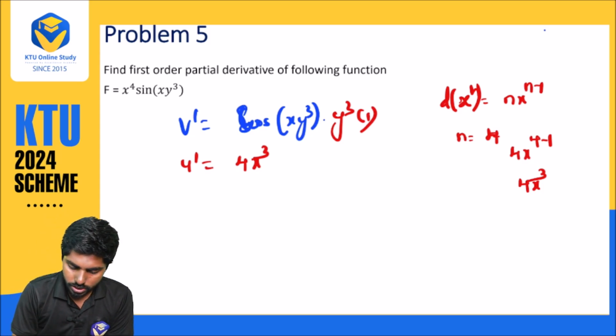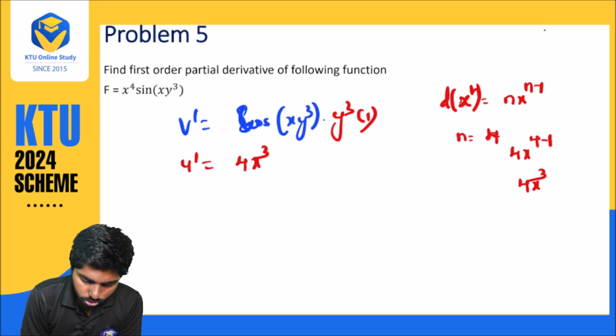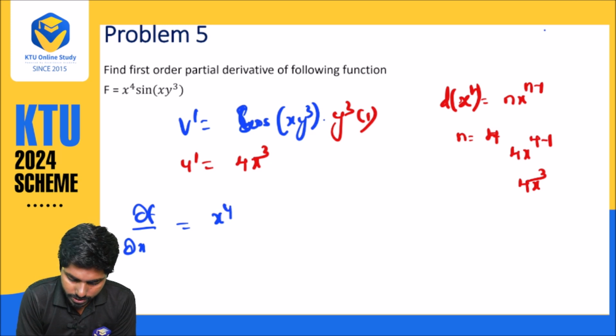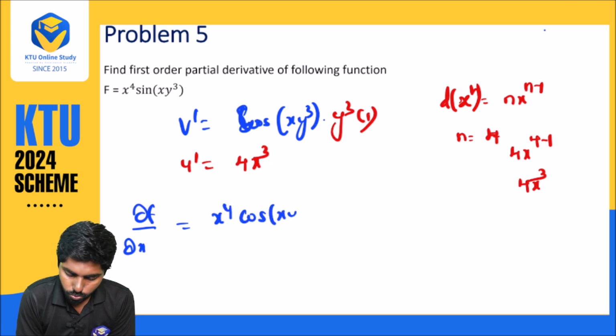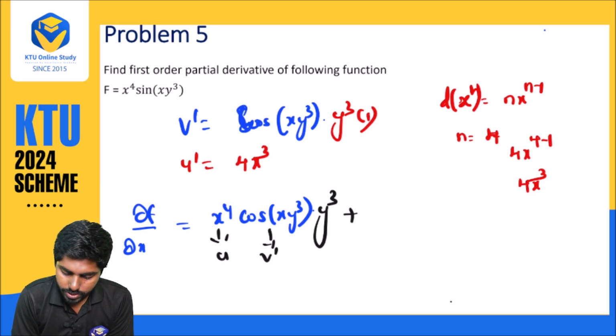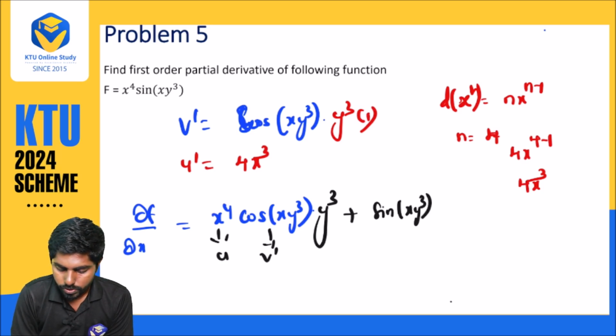So what is our formula? Dou f by dou x is equal to U, which is x power 4, times V dash, which is cos of x y cube into y cube, plus V, which is sine of x y cube, times U dash, which is 4x cube. So this is our required answer.